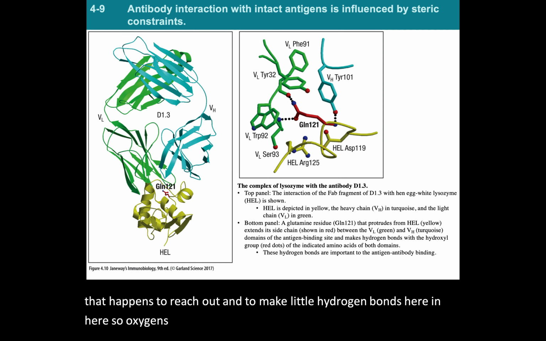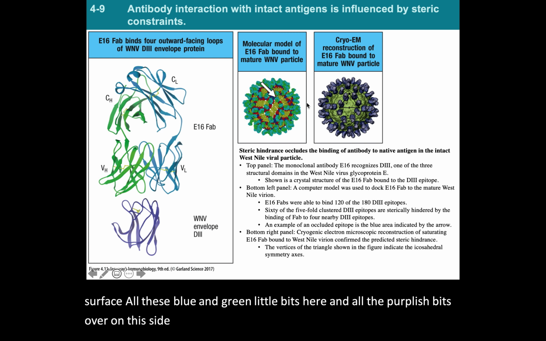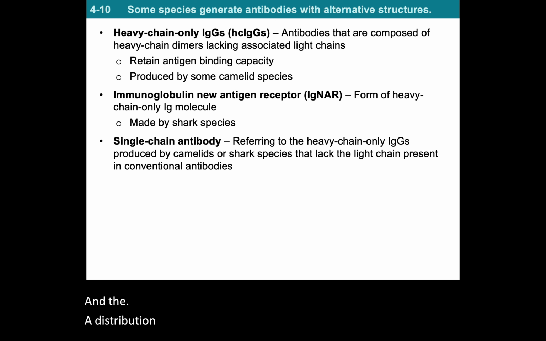And shown here, they've chopped off some FABs and put them in with the West Nile virus. And you can see them decorating all over the surface. So all these blue and green little bits here and all the purplish bits over on this side are the FAB of the antibody. So here's the full FAB that's bound. And so this is showing the contact phase. So we're mirroring the structure and the distribution of electrons in such a way that these things will bind.